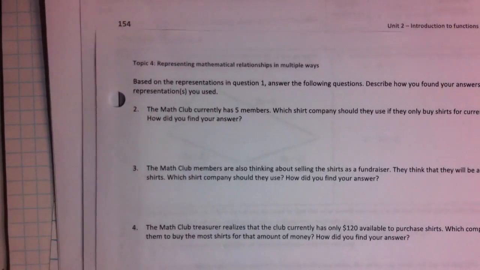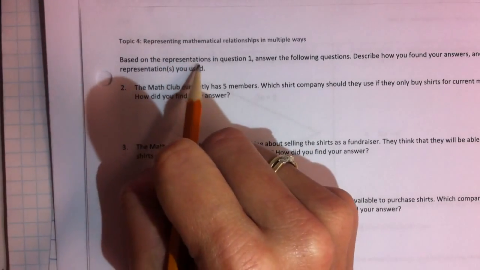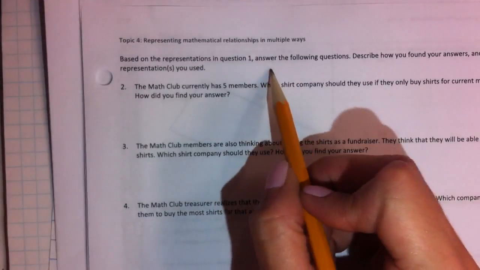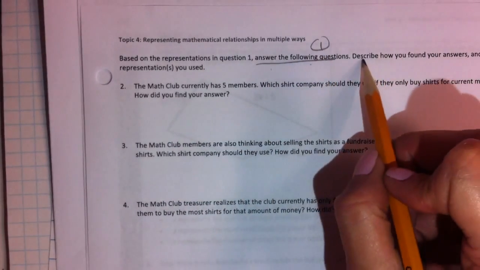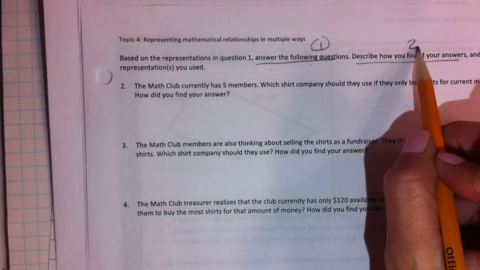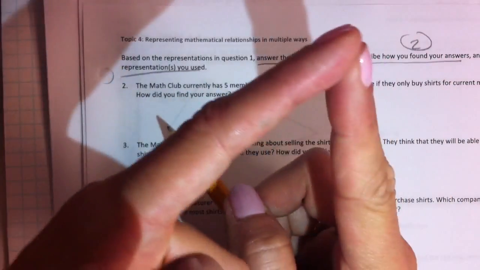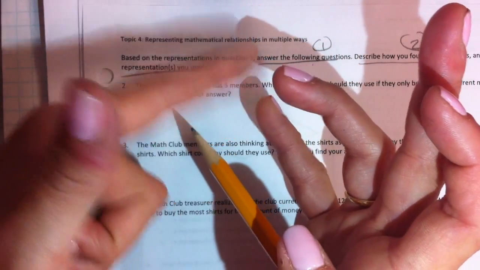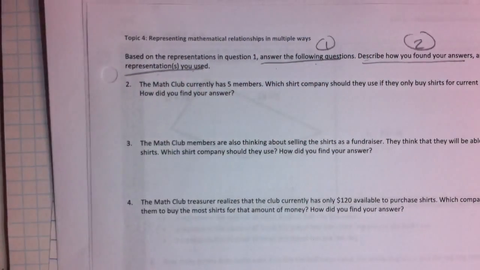All right, guys, 4.4 homework part 2. Based on the representations in question 1, answer the following questions. We have to answer it, that's one part. We have to describe how we found our answers, that's 2. And we have to tell what representation, the table, the graph, the rule, or the verbal description, the English words, we used to get our answer.